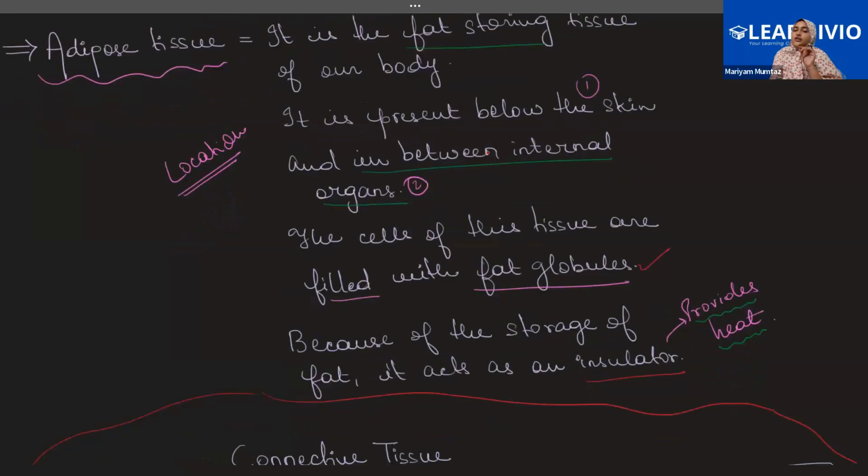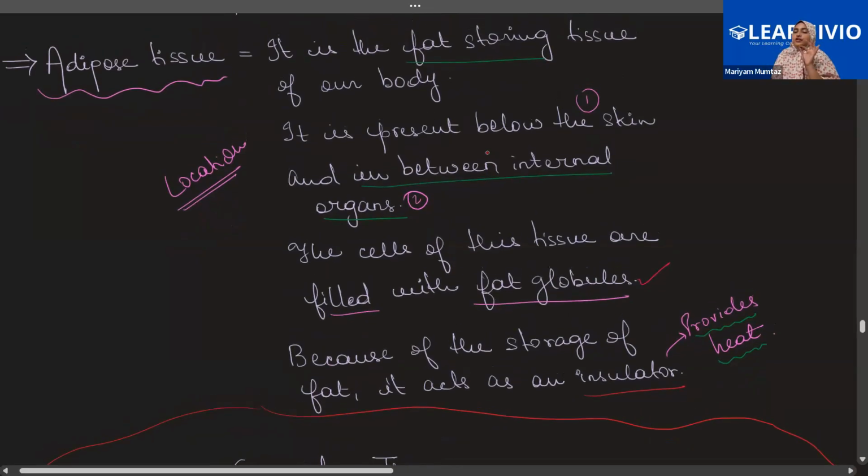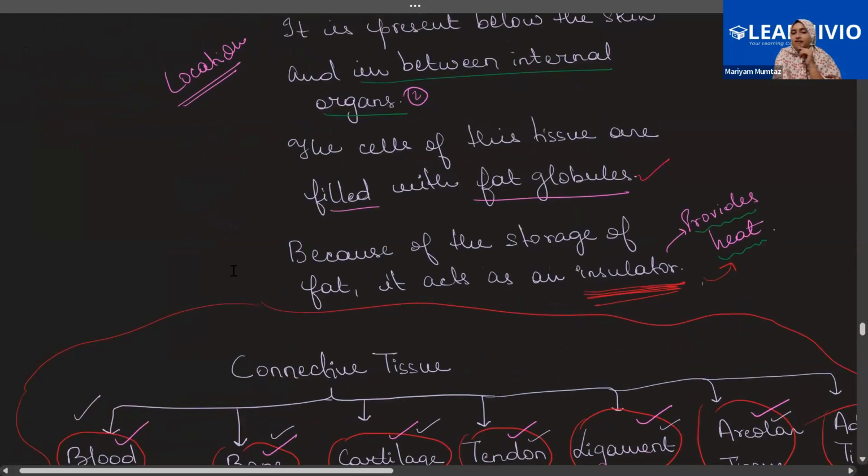And what is the function? The most important function is to provide insulation, meaning provide heat. Is it clear? All the different kinds of connective tissues are clear?